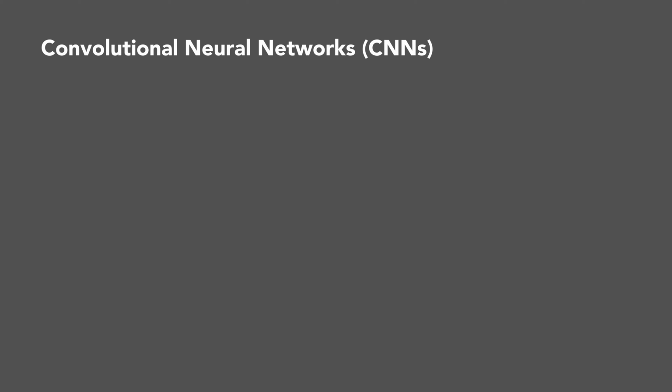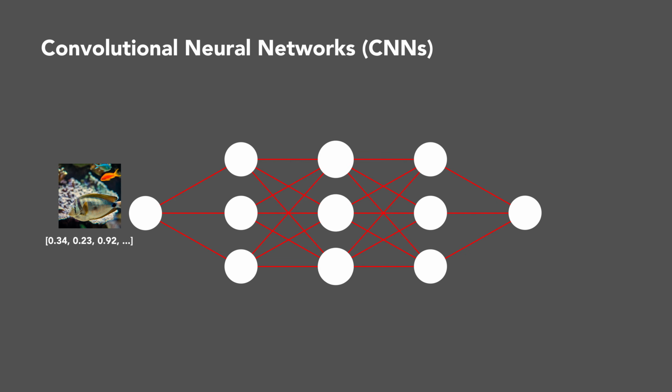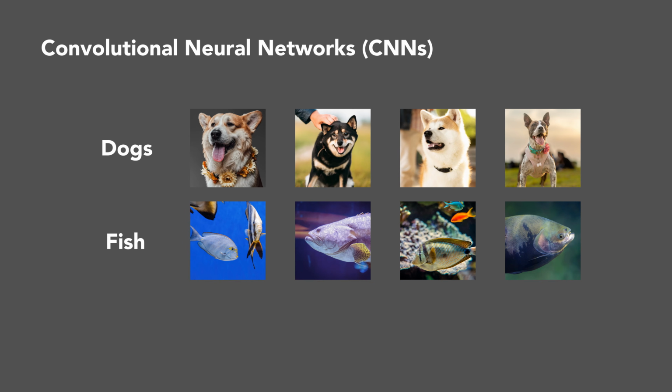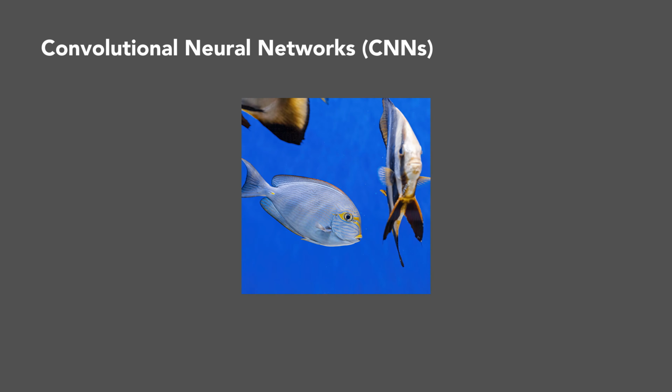Early computer vision models used convolutional neural networks and work by receiving an image as a list of pixel values to represent color. It then processes the list of pixels to try and recognize patterns in what it is seeing. So for example, if the model was trained on 100 images of dogs and fish, it would gradually learn what makes an image of a dog, and what makes an image of a fish.